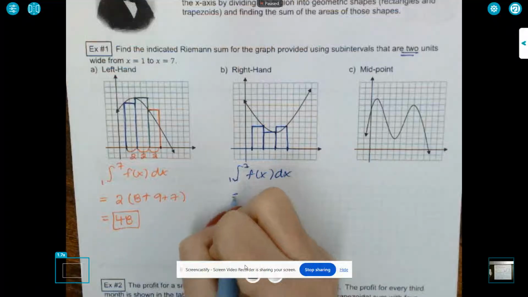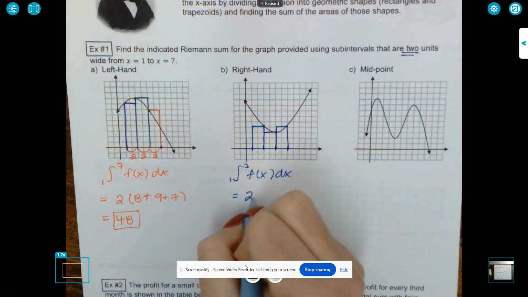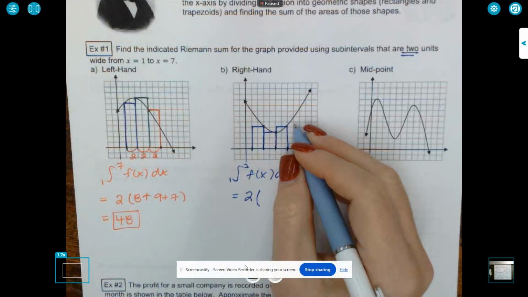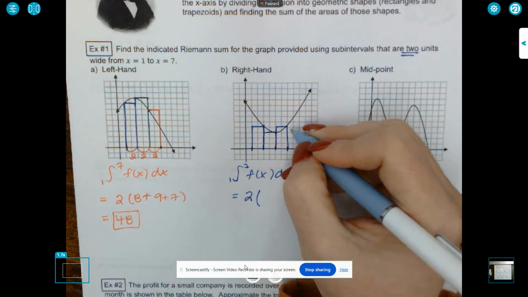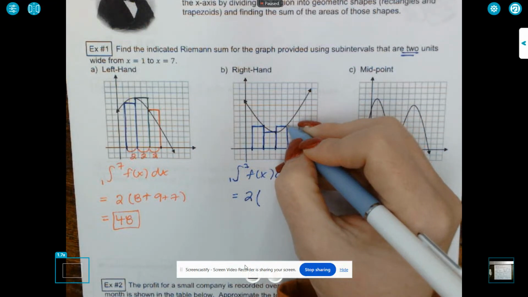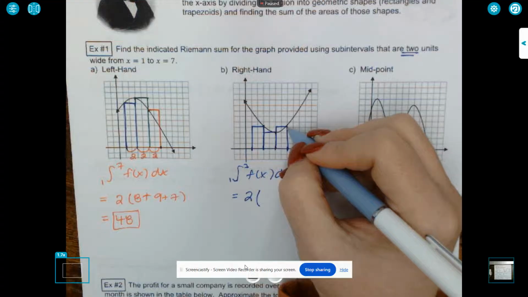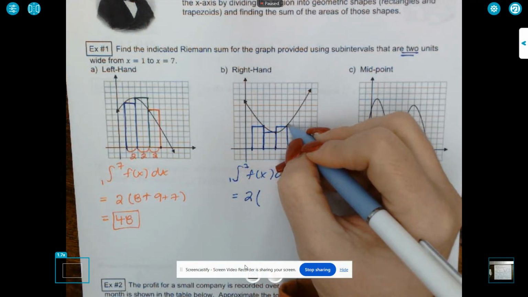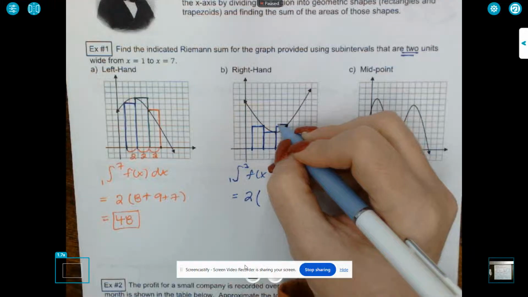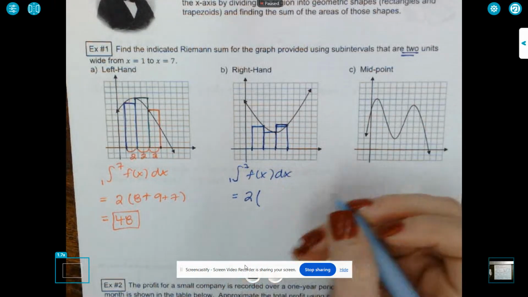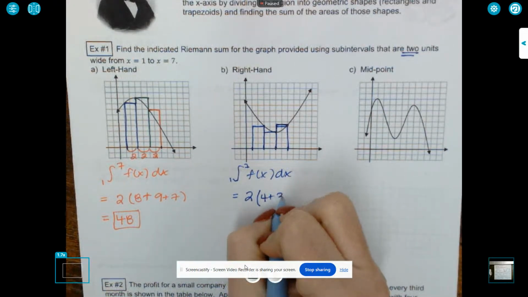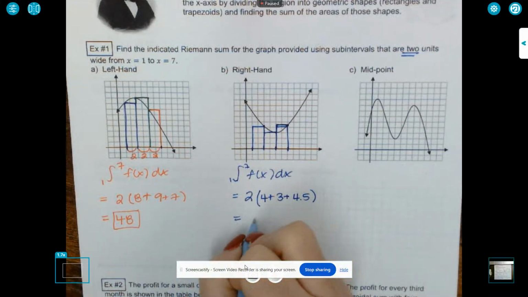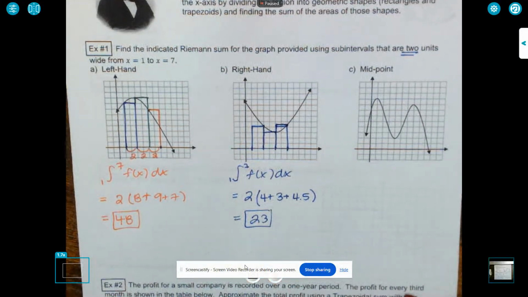In this situation, our width is still 2. And then we have a height of 4, a height of 3, and a height of, it's actually a little bit further up there, a little bit more than 4. I have 4.5 on my paper, so just humor me. We're going to go 4 plus 3 plus 4.5, and that is going to give me 23 as my sum there.